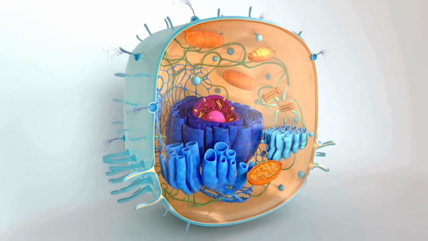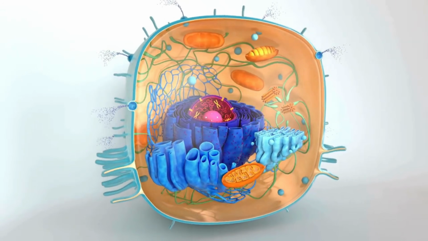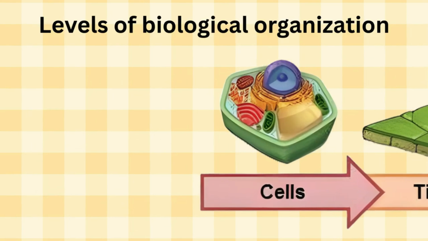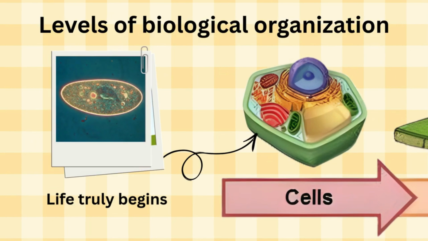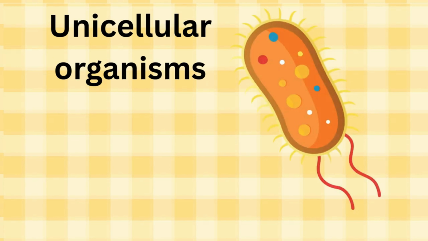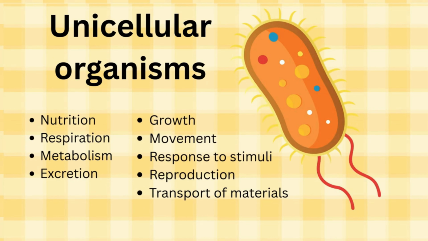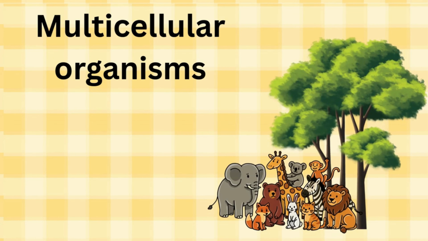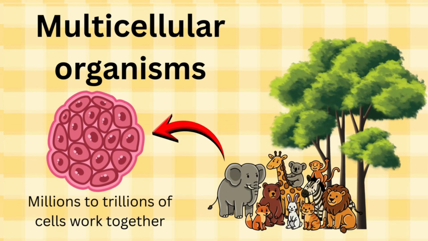But have you ever wondered how such complex systems work so efficiently? When we examine the levels of biological organization, the cell is the level where life truly begins. In unicellular organisms, a single cell performs all life processes on its own. But in multicellular organisms like plants and animals, millions to trillions of cells work together in coordination to sustain life.